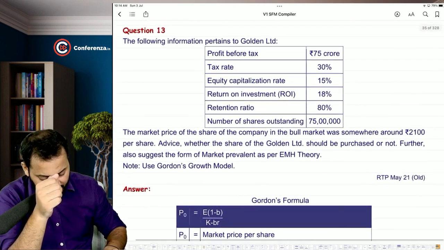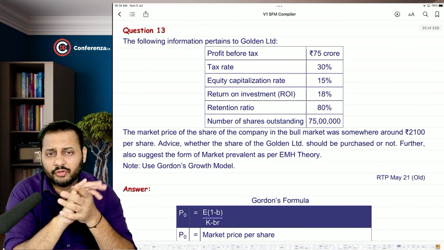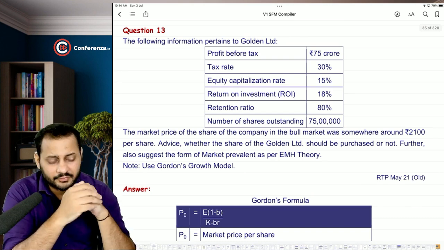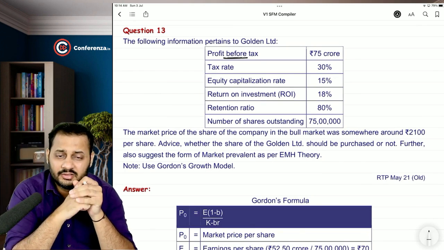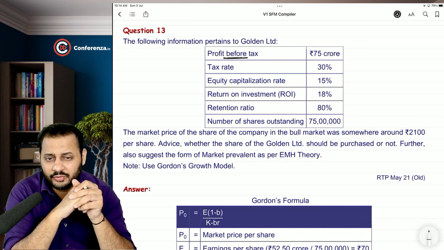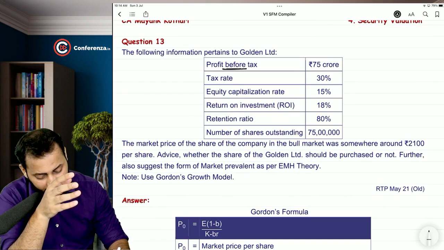Okay, question number 13 now. Have a look. The following information pertains to Golden Limited, and the profit before tax is given to you. Underline the word before. These are minute details, but it is very important. Just after that the tax rate is given to you so that you can calculate the profit after tax. So have a look. I will just start here.